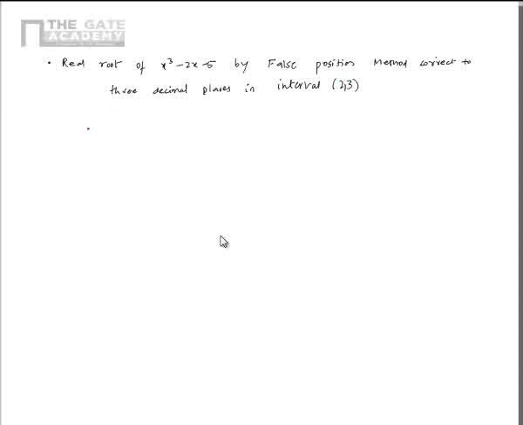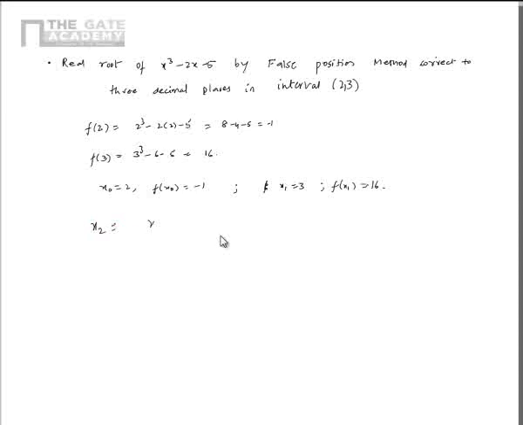Substituting, we have to get f of 2, which is 2 cube minus 2 into 2 minus 5, which is 8 minus 4 minus 5, this is minus 1. And f of 3 is 3 cube minus 6 minus 5, which is 16. So it lies between the roots, that's what you know. So x naught is 2, f of x naught is minus 1. x1 is 3 and f of x1 is 16. So now let's approximate the root by that formula.